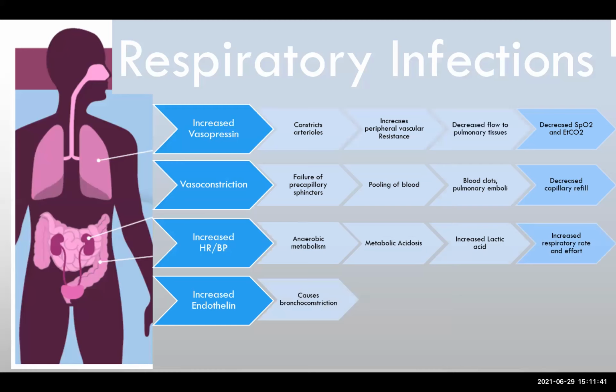Endothelin increases in the respiratory infection progressing to sepsis. This causes bronchoconstriction. It increases the blood pressure not only throughout the body, but the blood pressure that's actually through the respiratory system, which causes a pulmonary hypertension. And that's where your patient is significantly short of breath, and they may actually have syncope due to this.